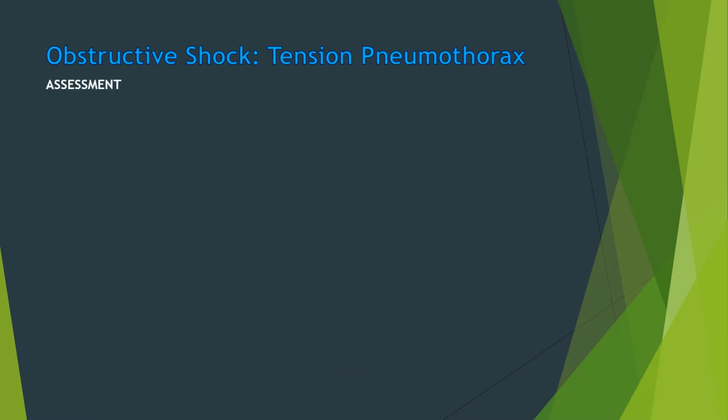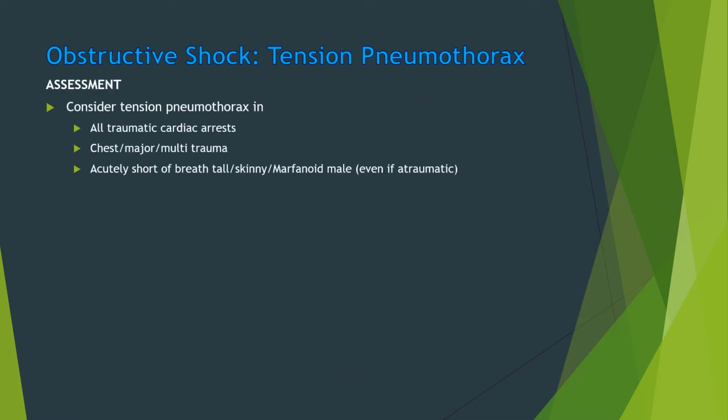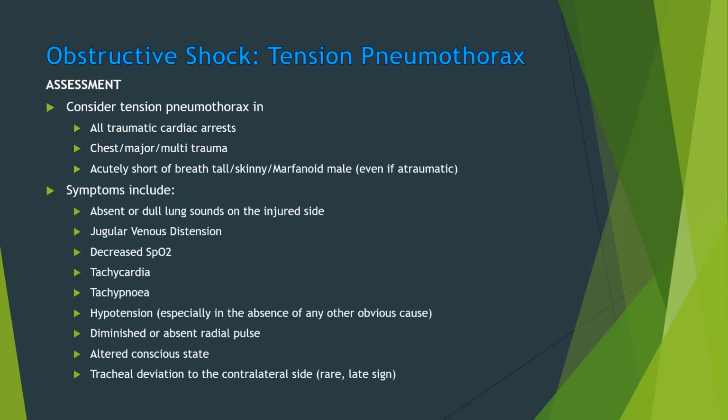So how are we going to assess for a tension pneumo? Well, we need to consider a tension pneumothorax in all traumatic cardiac arrests, in any patients with chest trauma or major or multi-trauma, or we also want to consider them in the acutely short of breath patient who is tall, skinny or marfanoid, especially if they're a male, even if it's atraumatic. Connective tissue disorders like Marfan syndrome or Ehlers-Danlos syndrome can experience spontaneous atraumatic pneumothoraces.